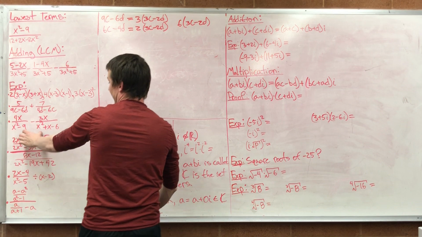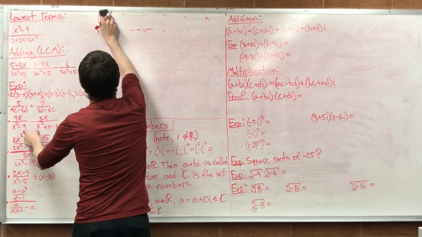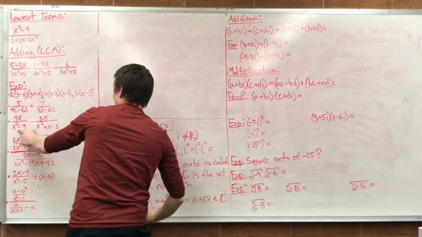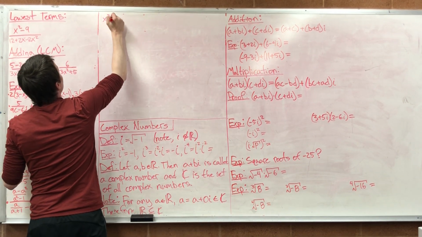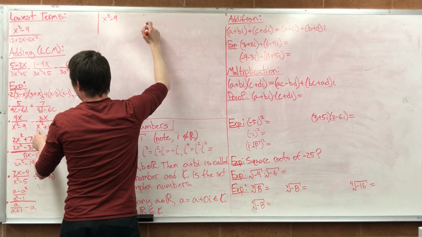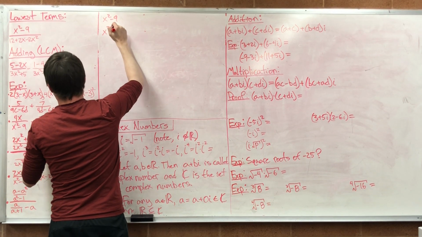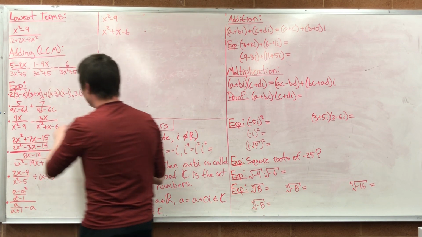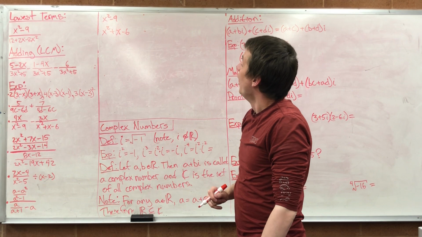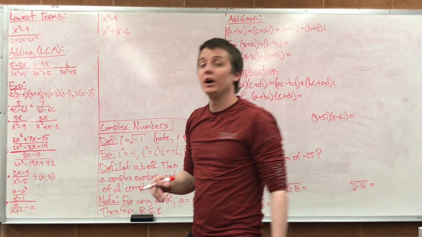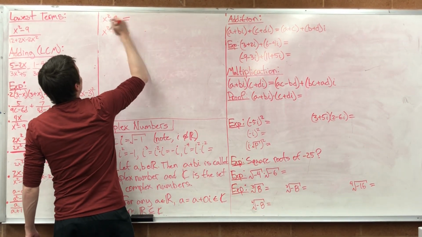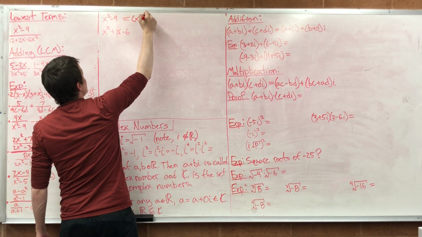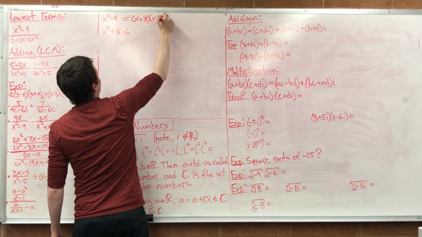So, first thing we need to do is find a common multiple between the denominators. So one of our denominators is x squared minus 9. And another one of our denominators is x squared plus x minus 6. Didn't we just do this? I don't know. Okay. First thing we want to do is factor these things. So x squared minus 9 is? X plus 3 times x minus 3. Right, that's a difference of squares.